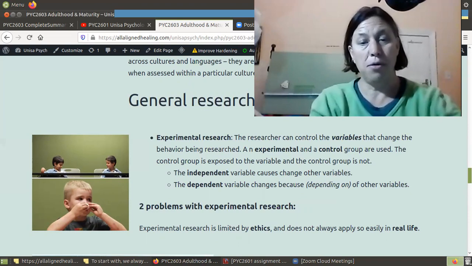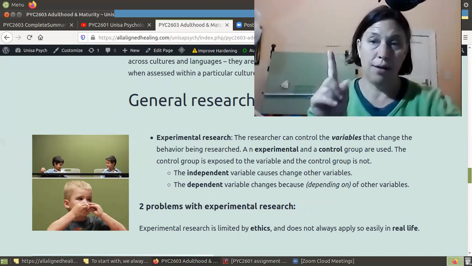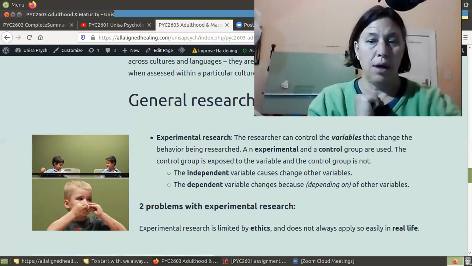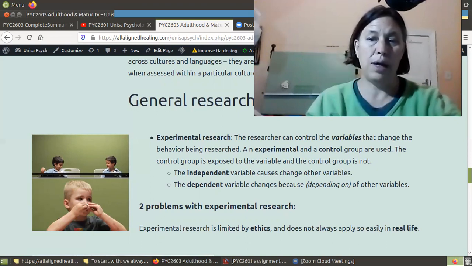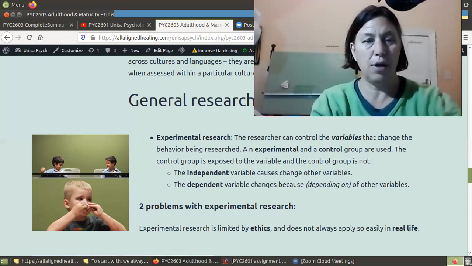There are two problems with experimental research. One, it's limited by ethics. And two, it does not always apply so easily in real life. It is a little bit of an artificial situation.